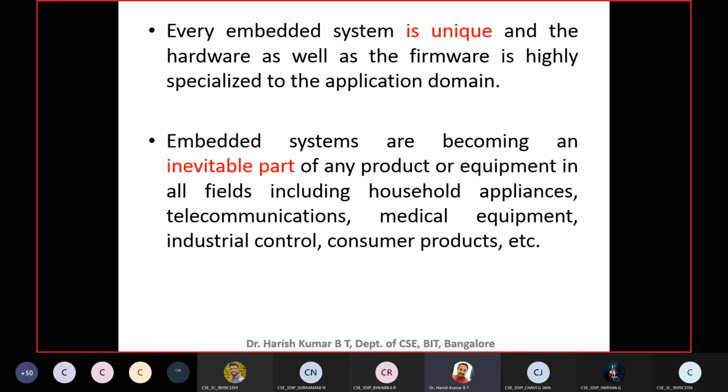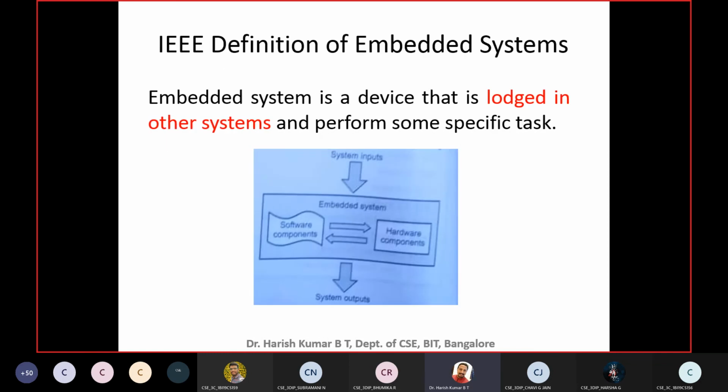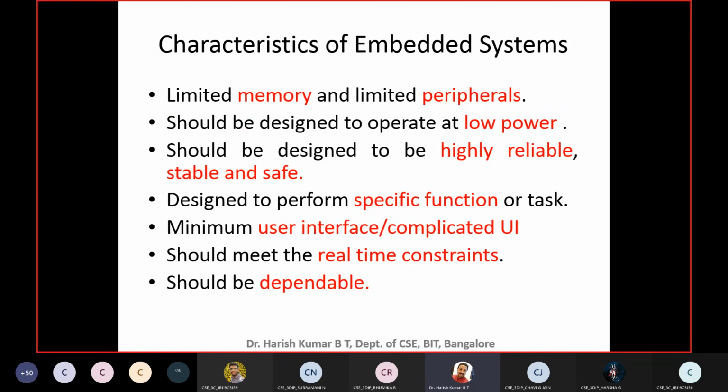And this is the IEEE definition that we went through for the embedded system. What IEEE says is, an embedded system is a device that is lodged or housed in another system to perform a specific task. And these are the important characteristics of embedded systems that we went through. Any embedded system you take has limited memory and limited peripherals. As of now there is this limited memory, but in the near future, say 10 years down the line, this limitation may go. Even embedded systems could support memory of 500 GB or 1 TB.